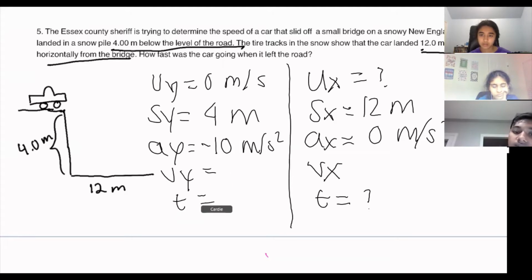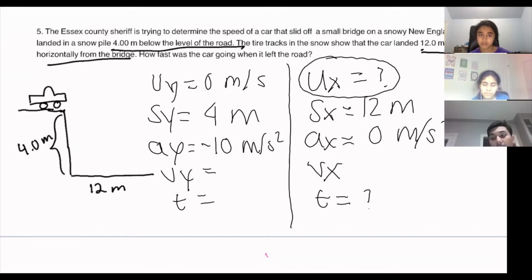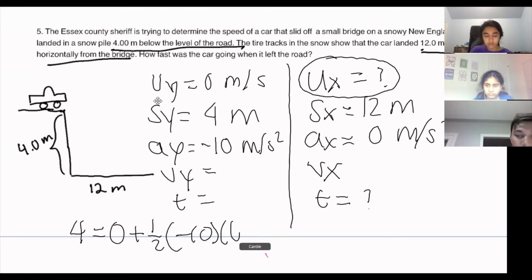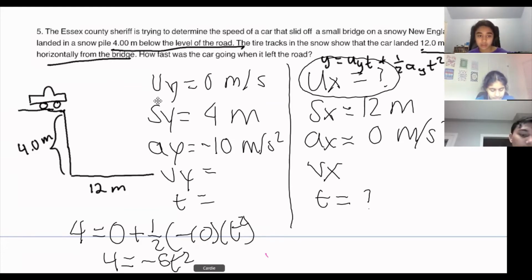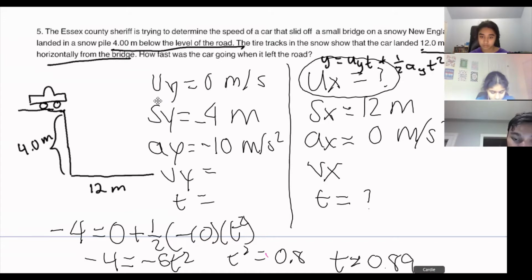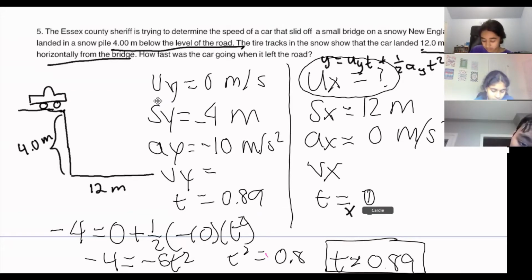So in order to find UX, using the variables that I have on the Y side, I can actually find what time is, right? So 4 equals 0 plus 1/2 negative 10t squared. So you did y equals UYT plus half AYT squared. Yeah. Since it falls 4 meters and I have to make it the same coordinate system, it would be -4. So then you would get that t squared equals 0.8. So then ultimately you get that t is roughly 0.89, right? Using that information, I'm going to put it back here and plug it into that equation.